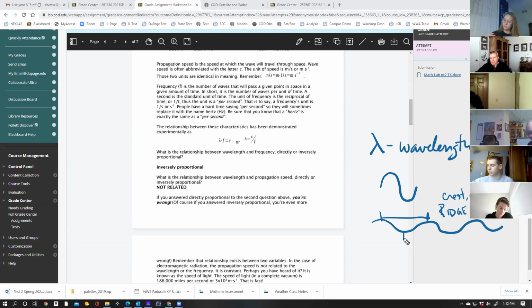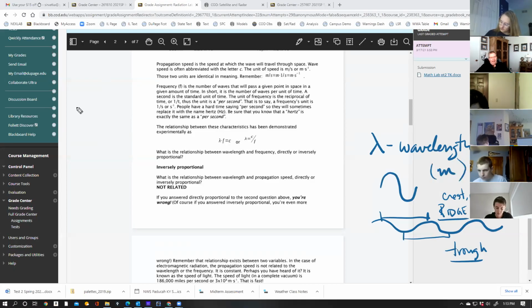What do you call the bottom? A trough. That's going to be a trough. So in meteorology, these are the words that we use for waves. Okay? That's a wavelength. And the unit of wavelength is a meter. However, in radiation, we usually use micrometers because visible light is in the micrometer range.